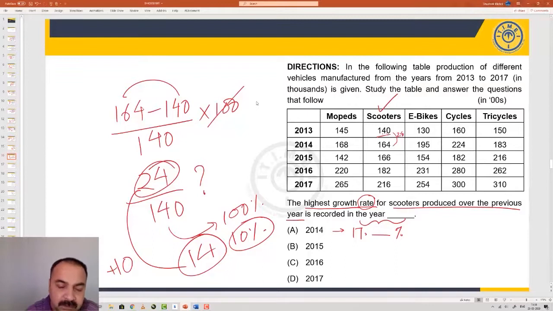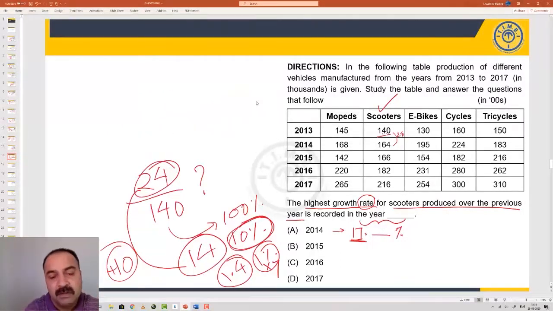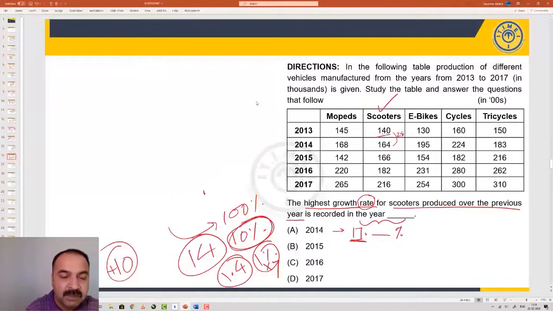14 to 24. So 1% is 1.4, and 1.4 times 7 is 9.8, 14 times 7 is 98. So it'll come close to this 10. Therefore 7 more percent. So 10% plus 7 more percent, that is 17%. So this is what we have done without writing so much. This is the speed we eventually want.